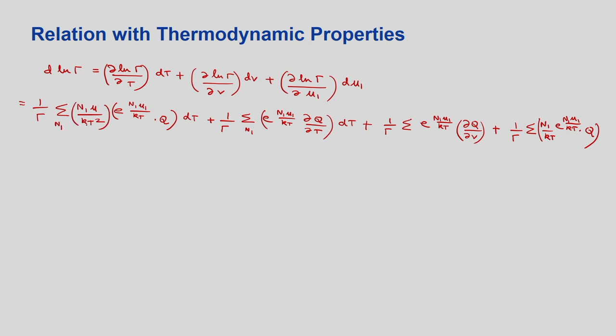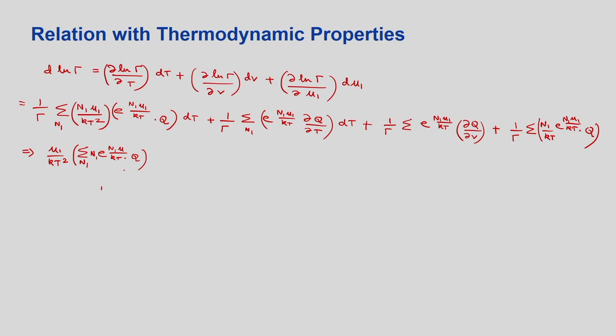So now if you pay attention here, if I take this mu 1 by kT square outside, what do we have inside? Inside, it will simply be n1 e to the power of n1 mu 1 by kT into Q by n1. So what is this term into n1? It means this term is nothing but n1 bar, isn't it? Because based on definition, if I take mu 1 by kT square outside, then the n1 is multiplied. So let me just remodify this expression.